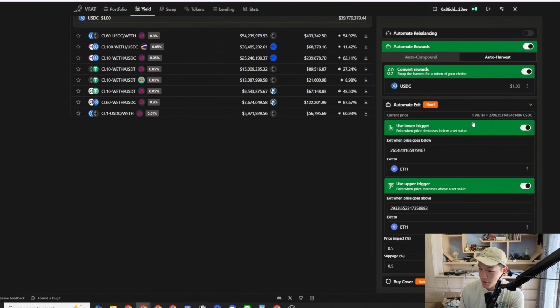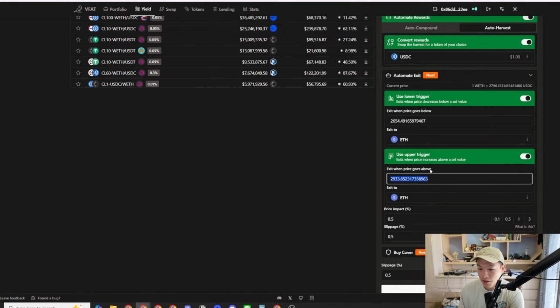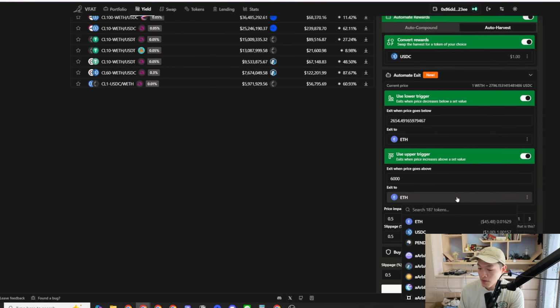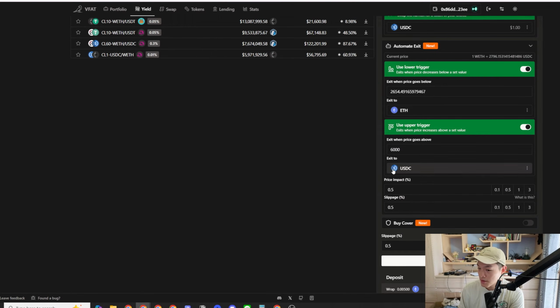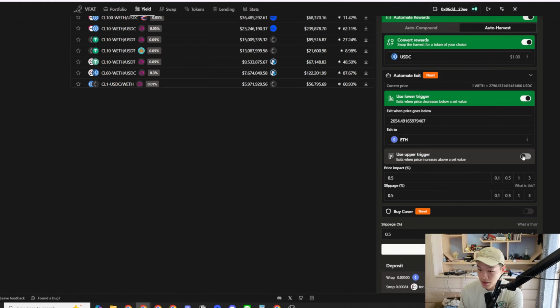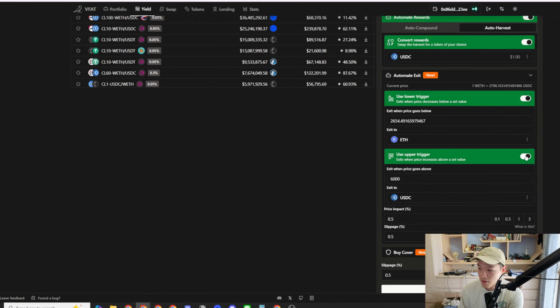And there's auto exit as well if I want to protect my capital, for example, or I want to set a take profit target. Let's say I want to exit when Ethereum's price goes above $6,000. I want to convert whatever's remaining in the pool into stablecoin. I could set this setting here. So when the price of Ethereum reaches 6,000, vFat would withdraw my liquidity and sell everything into USDC. And you could switch the upper trigger and the lower trigger off as well.